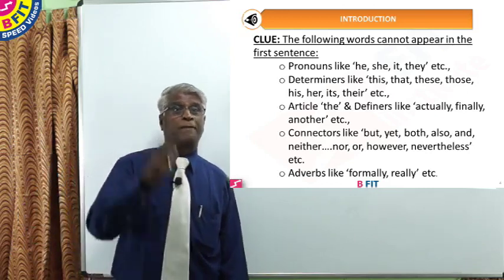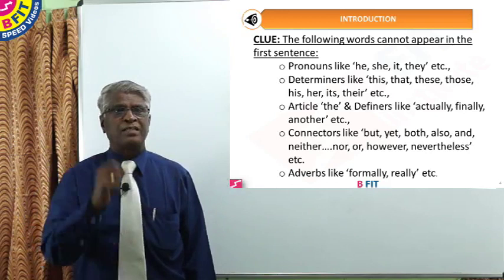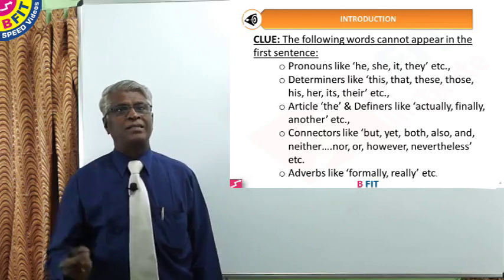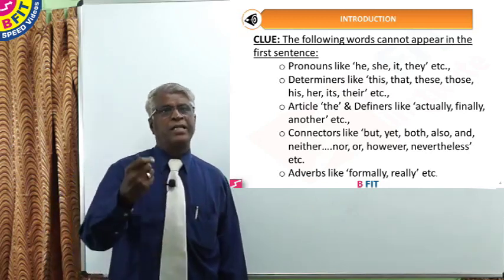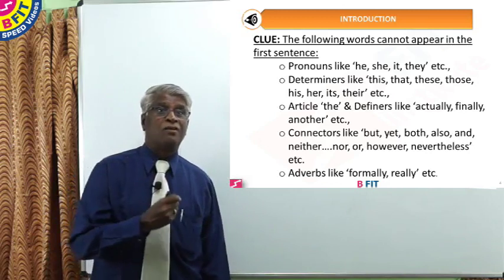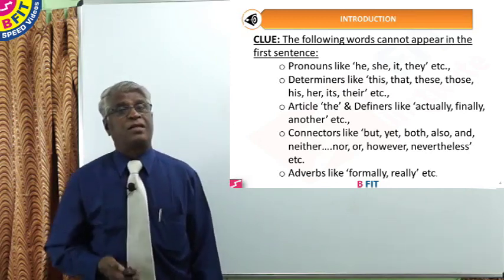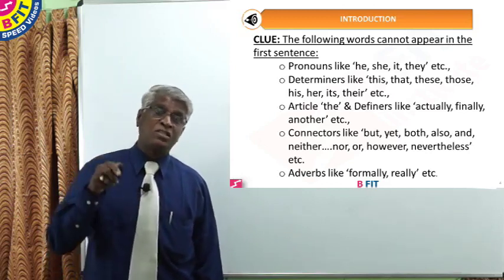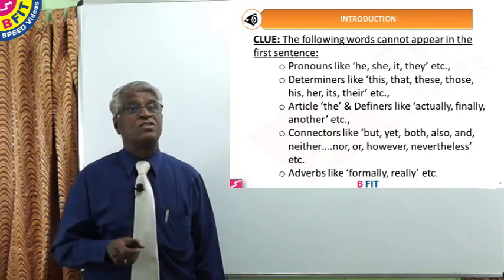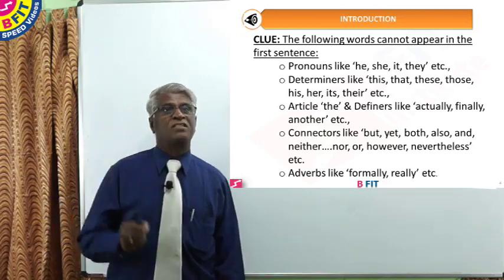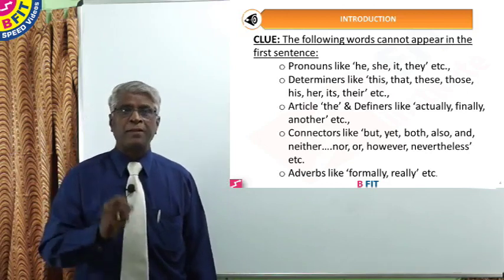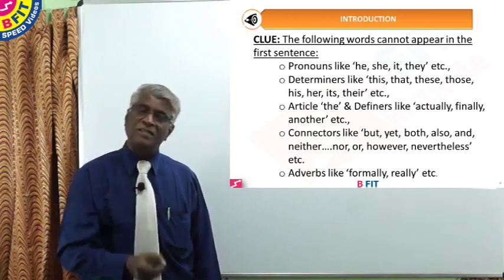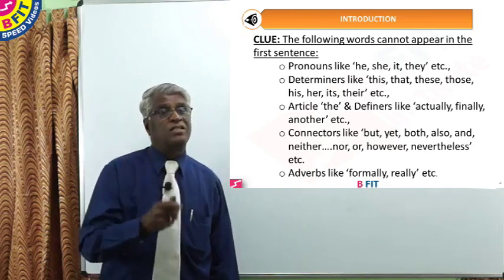Words like actually, finally, another. Then there are connectors: but, yet, both, also, and, neither nor, however, nevertheless. Then adverbs like formally, really, etc. These words will show that the sentences in which they are present cannot be the first sentence of the sequence. Remember, they will help us to locate the first sentence only. Once the first sentence is found, your job is rendered easier.